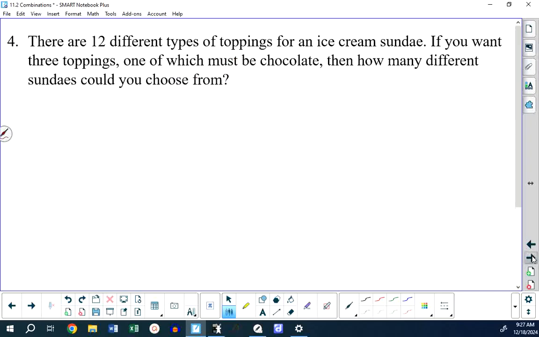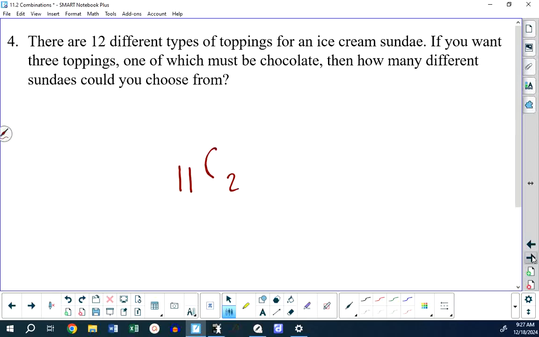There are 12 different types of toppings for ice cream, and you want 3 toppings, and because you're not insane, one of them must be chocolate. Okay? If you don't like chocolate, no offense. How many different sundaes could you choose from? Well, it's 3 different toppings. You can't have as much as you might want chocolate, chocolate, chocolate. Okay? You have to have chocolate and 2 other types. But that means the answer to this question is 11 choose 2, because there are 11 toppings that are not chocolate, and you want 2 of them.